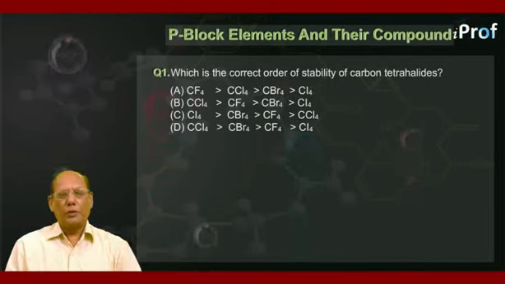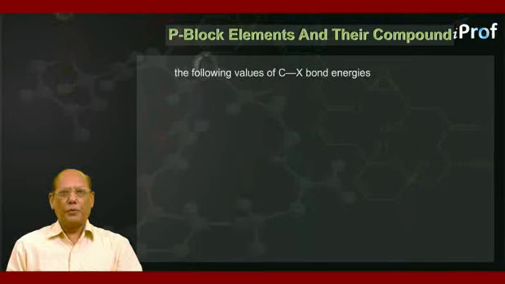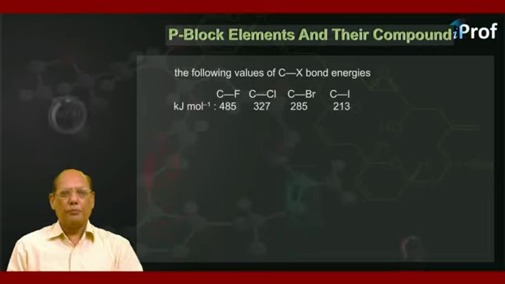D. CCl4 more than CBr4 more than CF4 more than CI4. Answer. The correct answer is A. It is due to the following values of C-X bond energies, which are in terms of kilojoule per mole. For C-F it is 485, C-Cl 327, C-Br 285, C-I is 213.